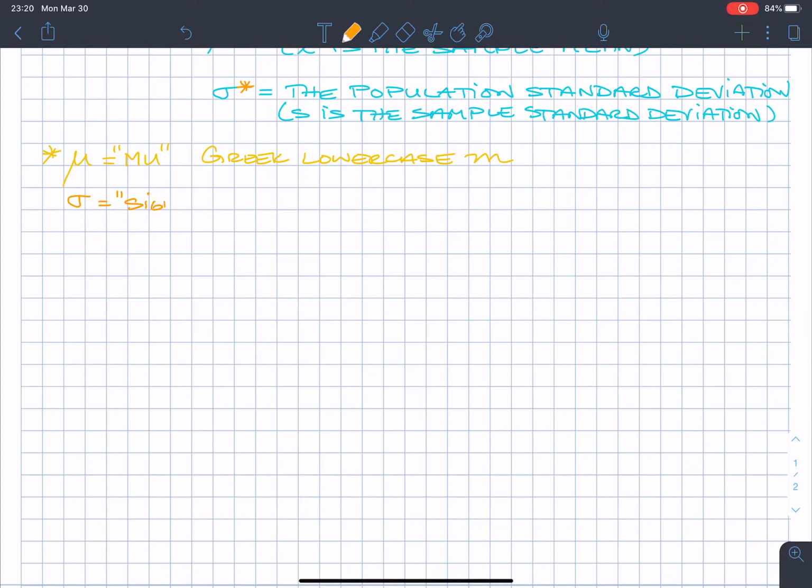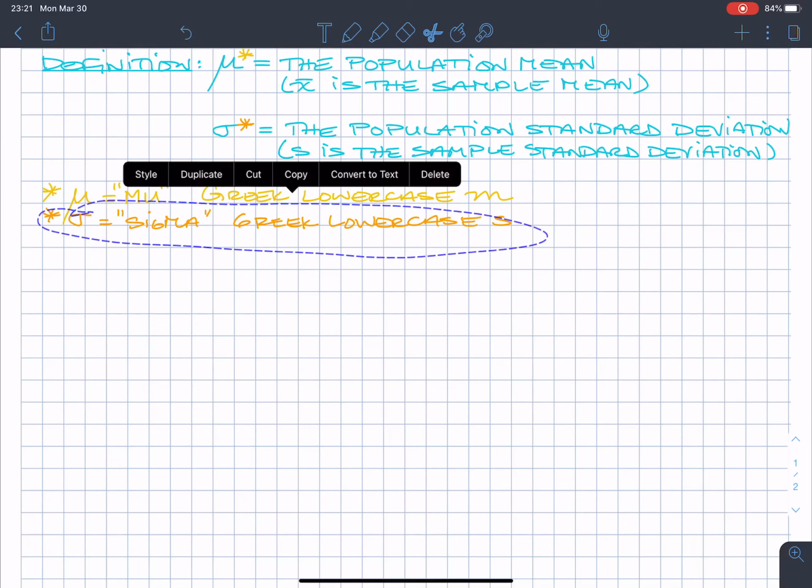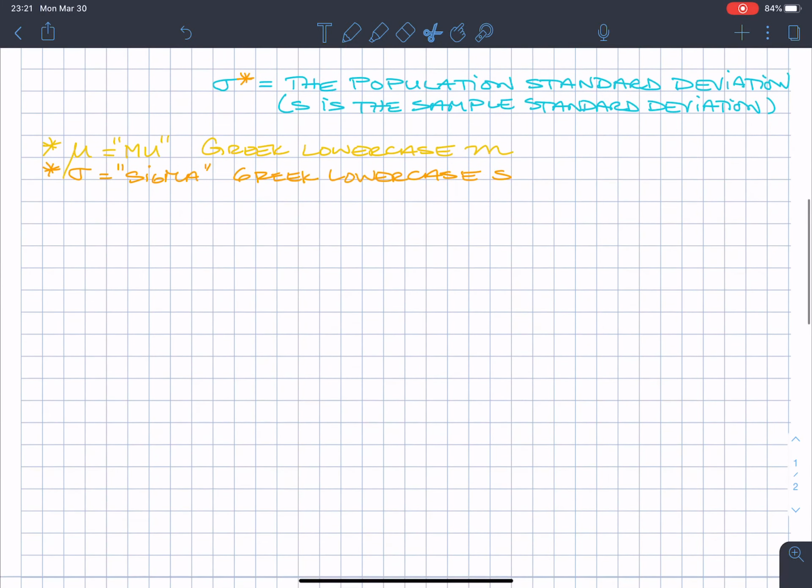So sigma is Greek lowercase s. Okay, so we're changing from English to Greek, and that's going from sample to population. In fact, I don't really need to skip a line, do I? Yeah, that's okay. Okay, so definition.